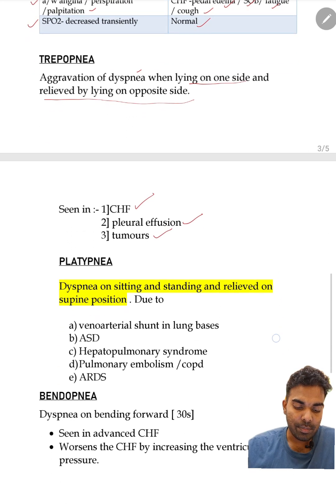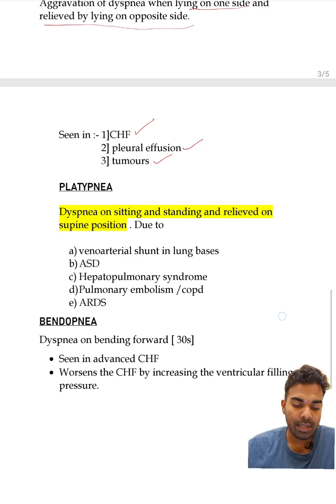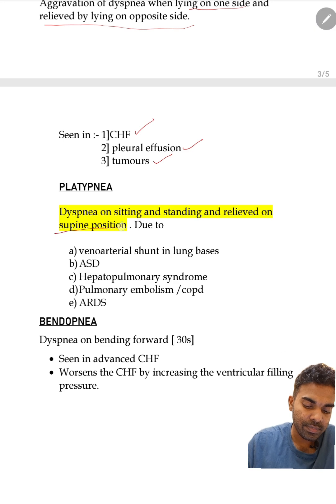The next term is platypnea. What do you mean by platypnea? Platypnea is dyspnea that occurs when you sit or stand, and you get relief once you lie down flat or in the supine position. This condition can only occur when there is shunting, that is veno-arterial shunting at the lung bases, and it is seen in ASD, hepatopulmonary syndrome, pulmonary embolism, COPD, and ARDS.